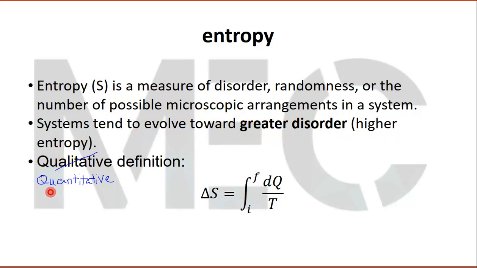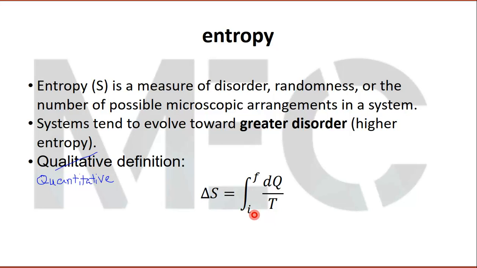Now, the quantitative definition of entropy is the integral of dQ over T. This T is the absolute temperature, of course. We integrate this from the initial state to the final state. Okay, I will explain how to calculate the entropy change in the upcoming slides.